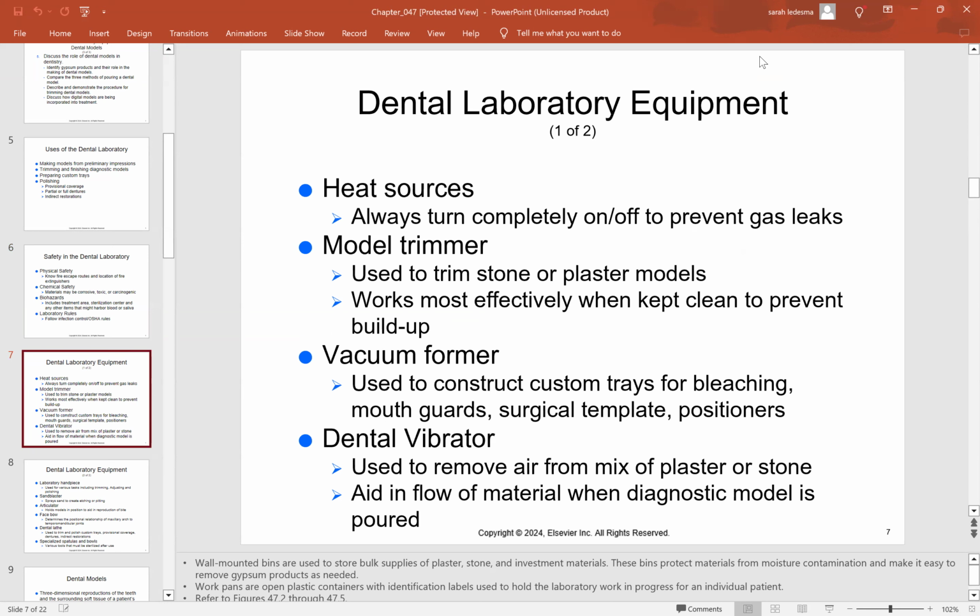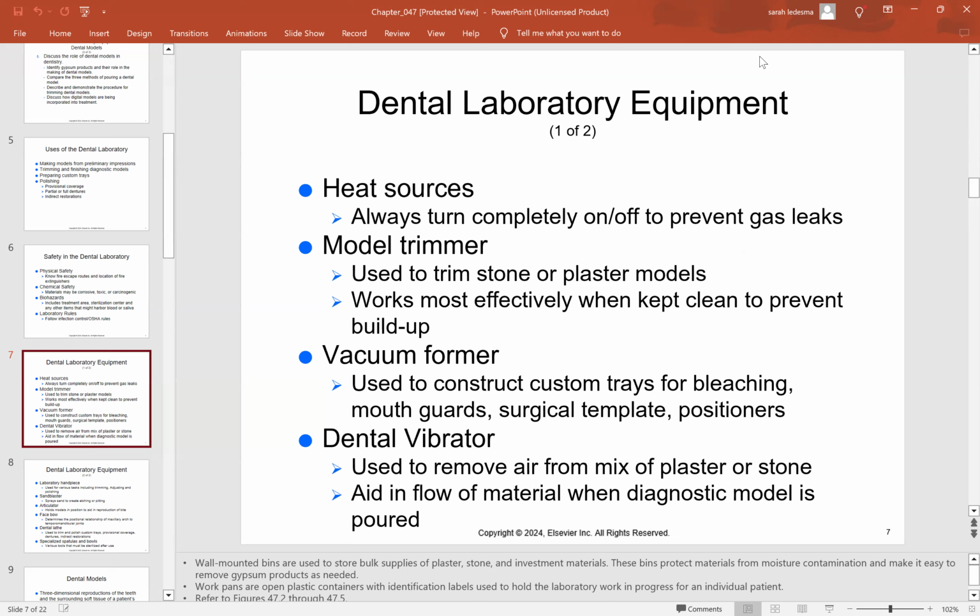Laboratory equipment is going to include our heat sources, so we're always going to want to turn them completely on and off to prevent gas leaks. Our model trimmer should be used to trim stone or plaster models. This is going to work most efficiently when it's kept clean to prevent buildup on the trimmer.